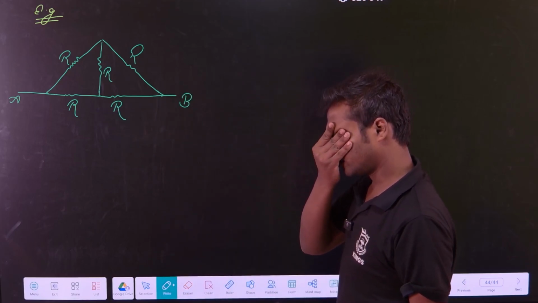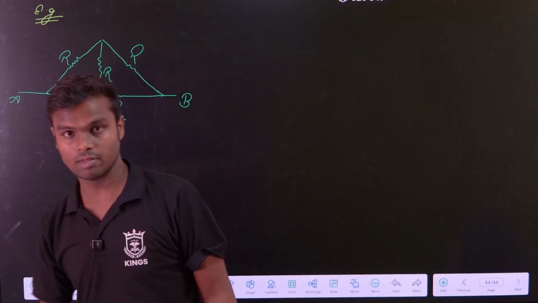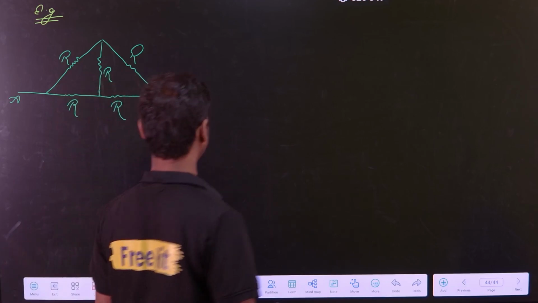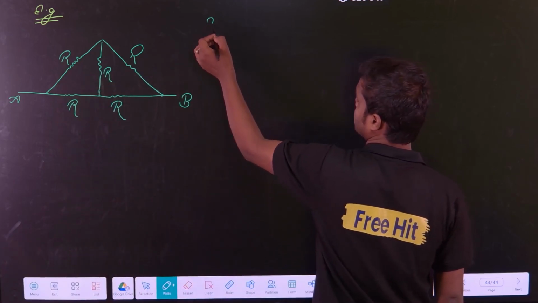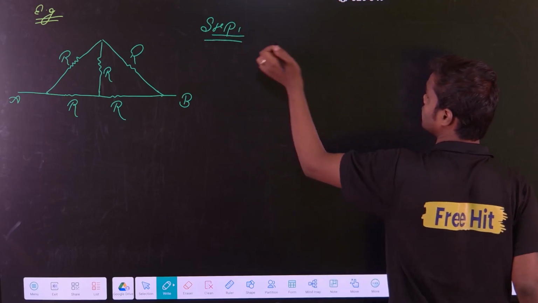See, first thing what you have to see is whether there will be any plane that divides the circuit into two equal parts. What is the first thing you have to see while solving this symmetry? Step 1. I am writing the step here for you.